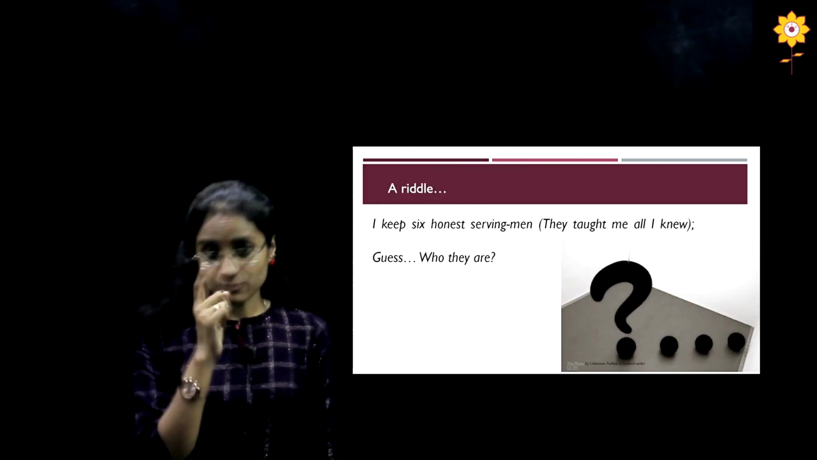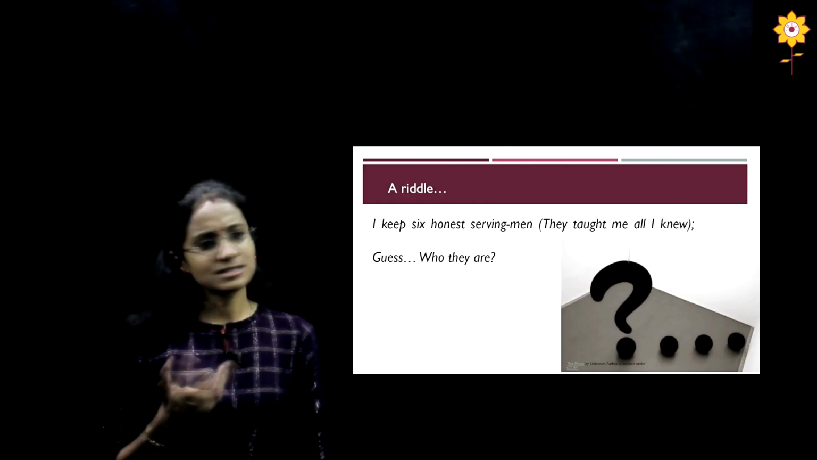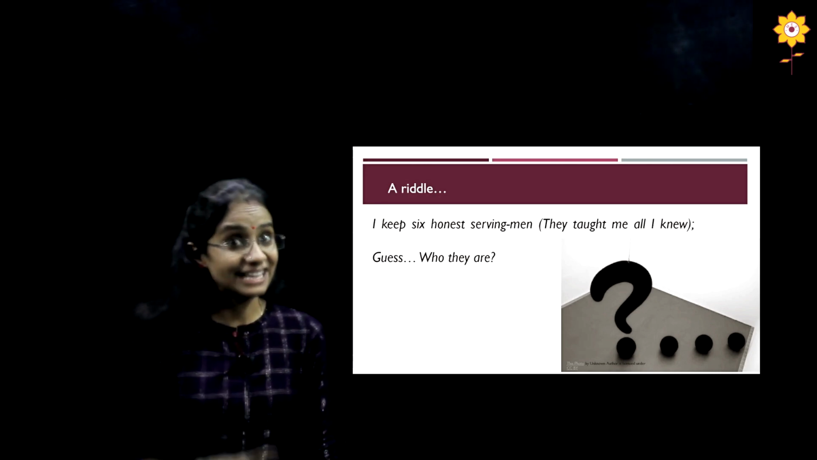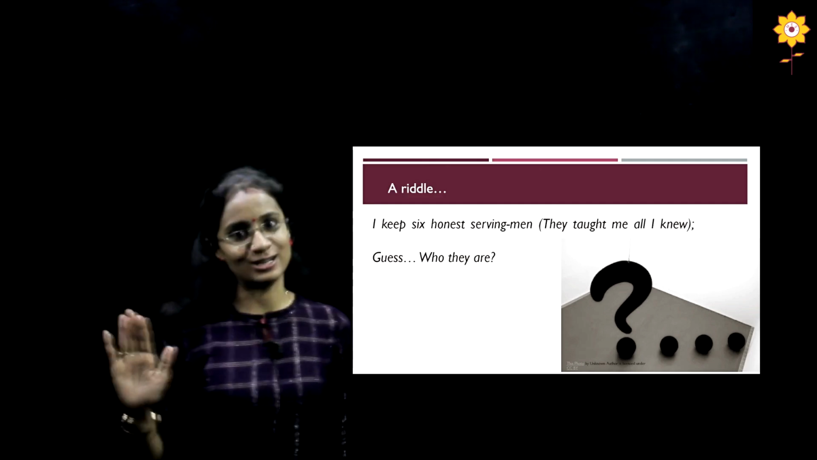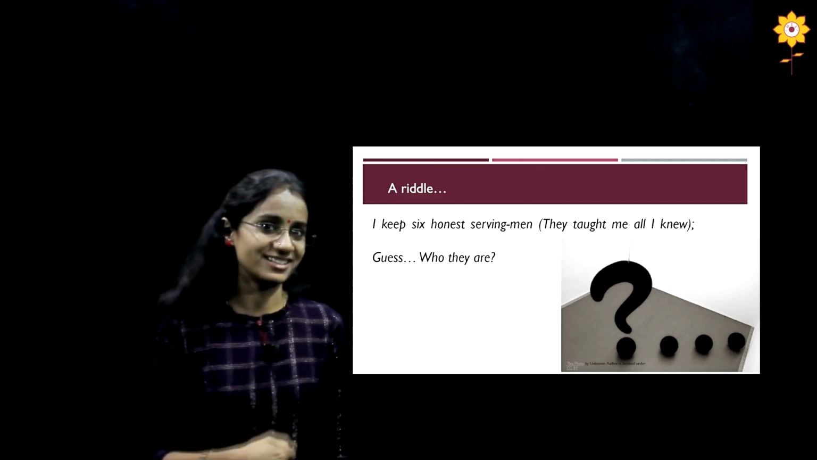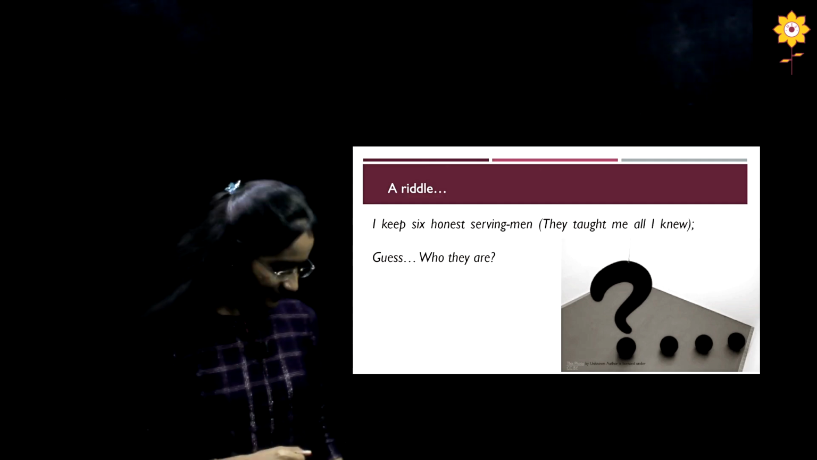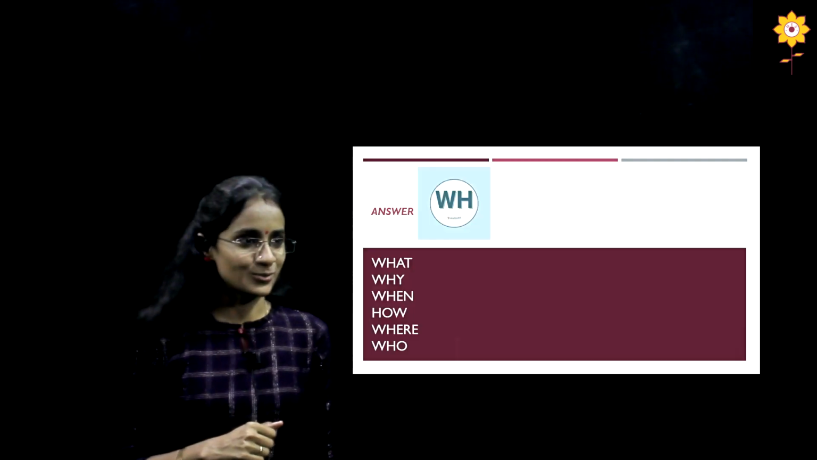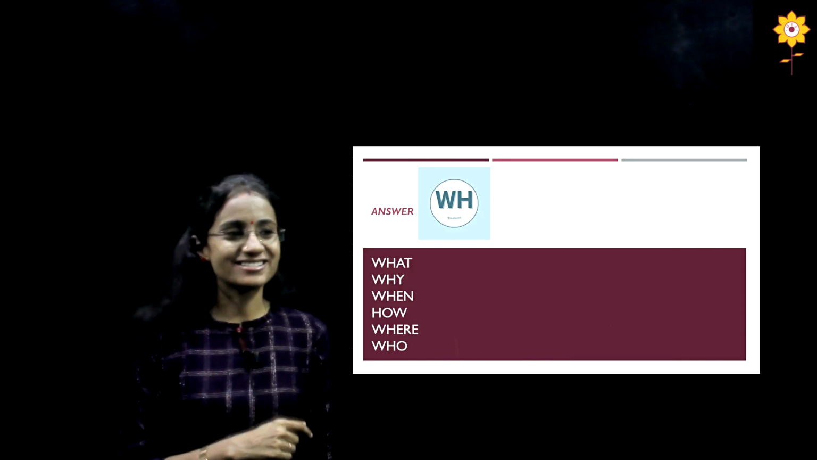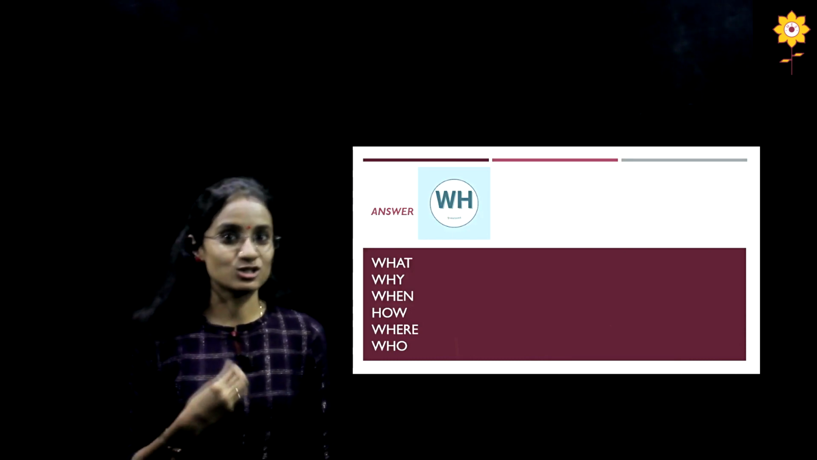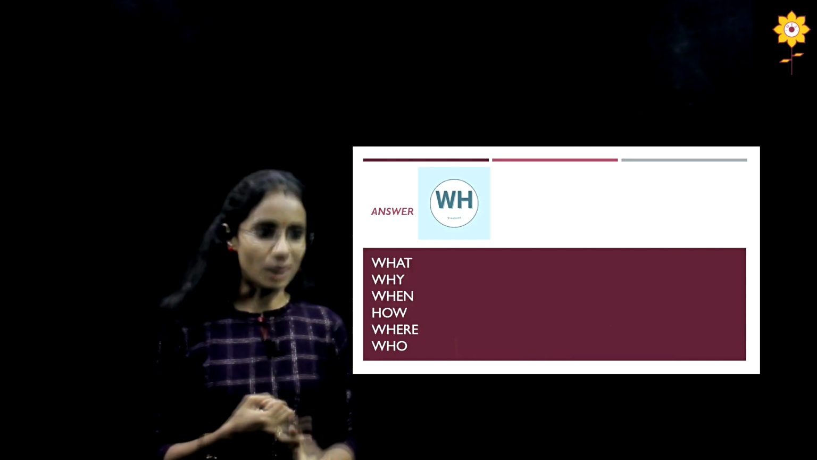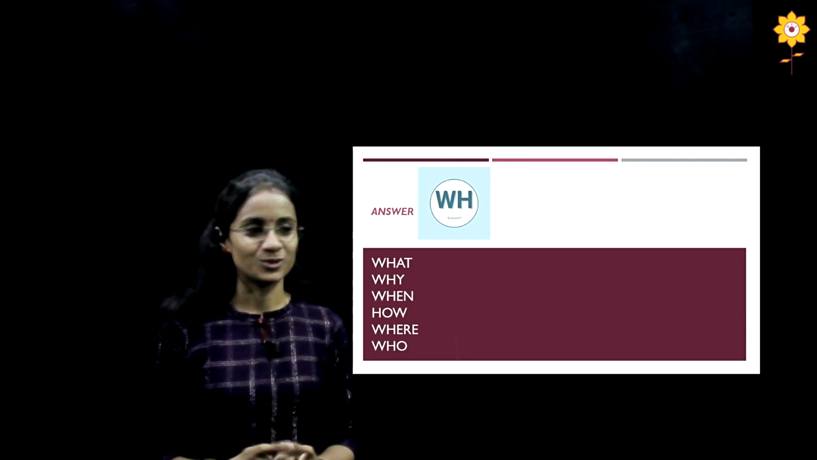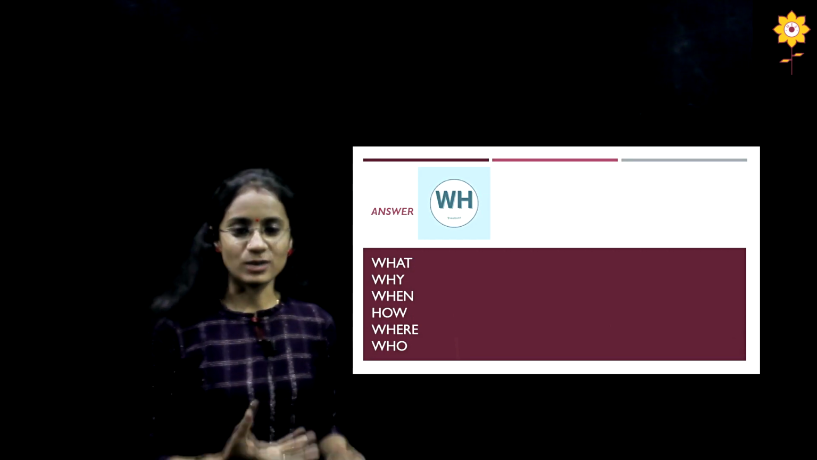Okay, now let me put a riddle in front of you. It's simple. I keep six honest serving men, and they taught me all I knew. So guess who they are. Okay, so you got the answer. Let's check if it's correct or not. Yes, so the answers are, they are the WH questions. That is what, why, when, how, where, who. All these are the questions.